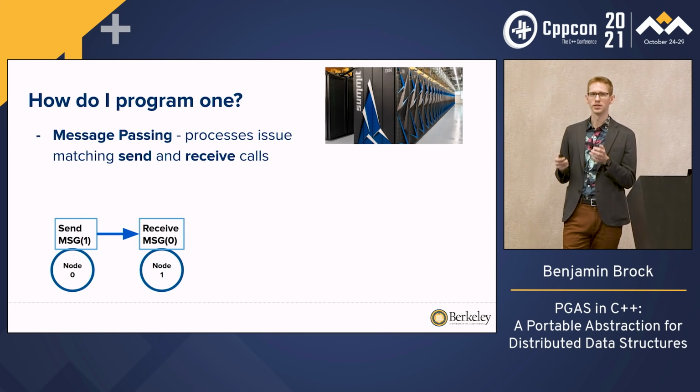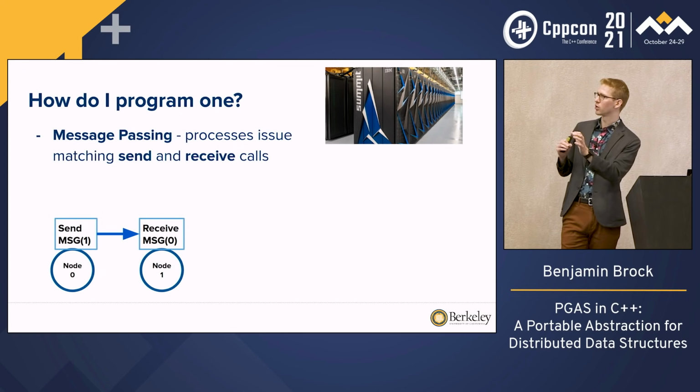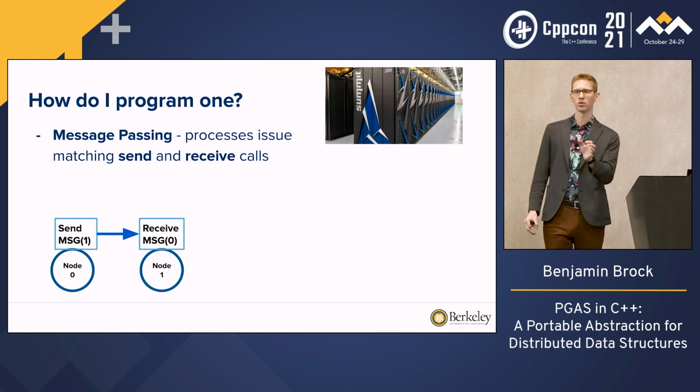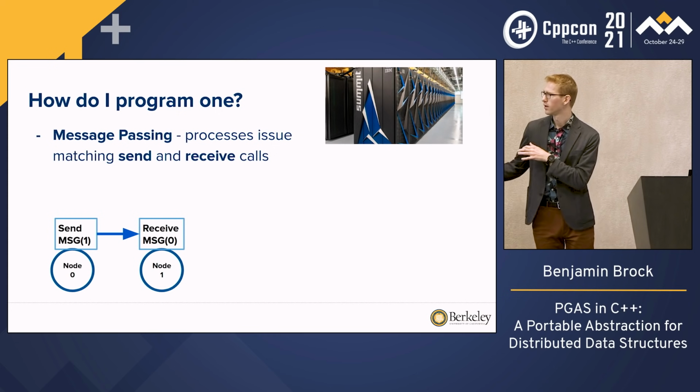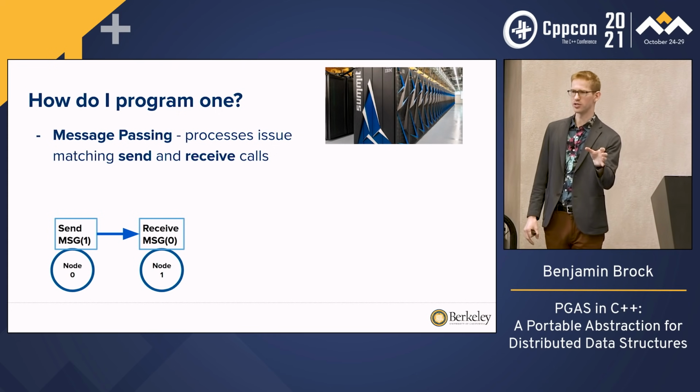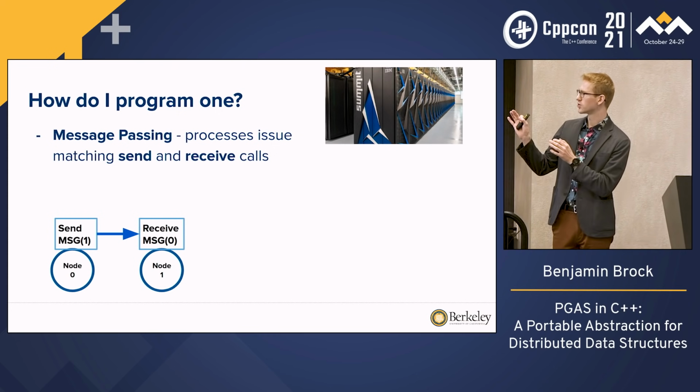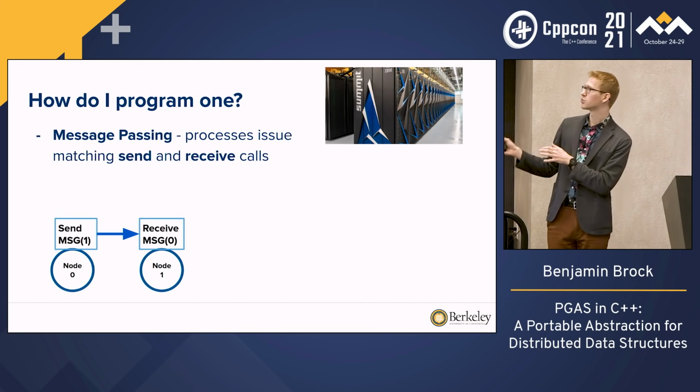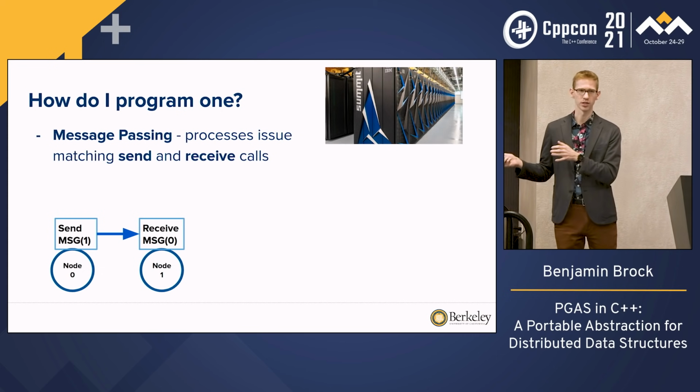The first of which is message passing. So here we have two nodes, node 0 and node 1. And node 0 wants to send a message over to node 1. So node 0 will say, please send a message to node 1. And then node 1 will say, somewhere in its code as well, please receive a message from node number 0.